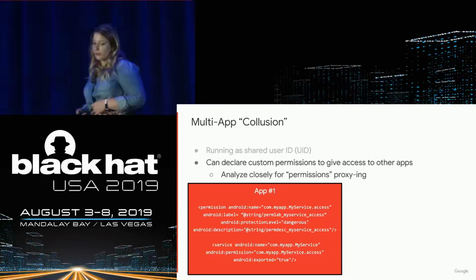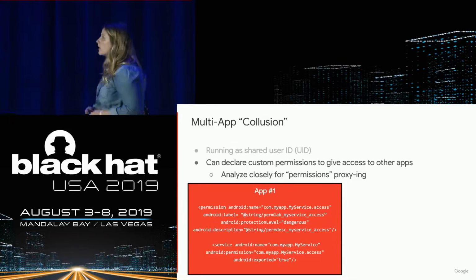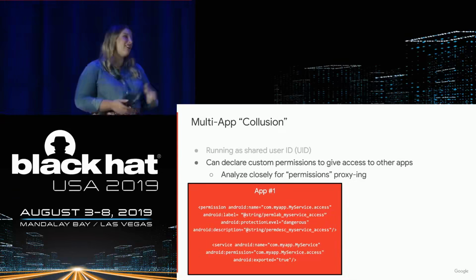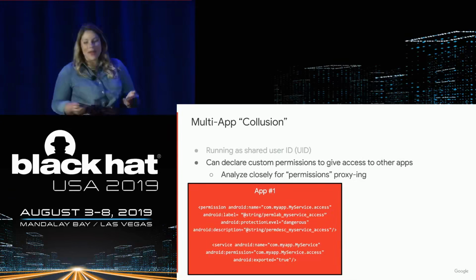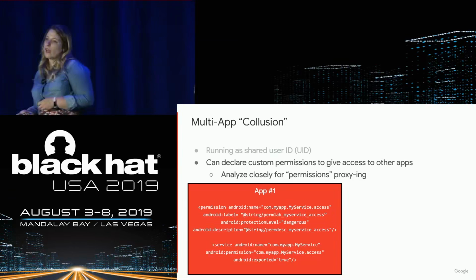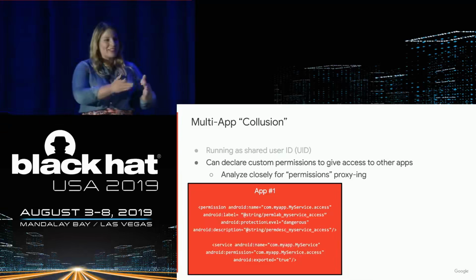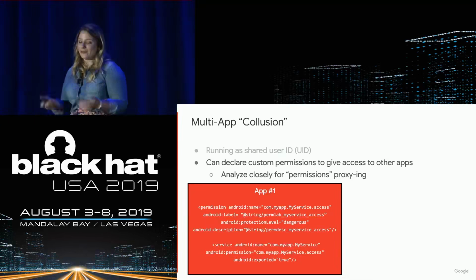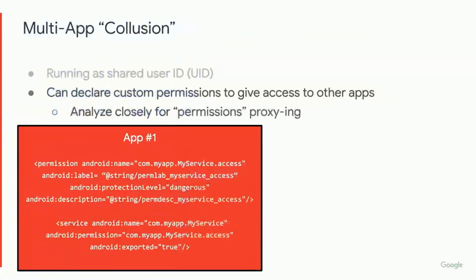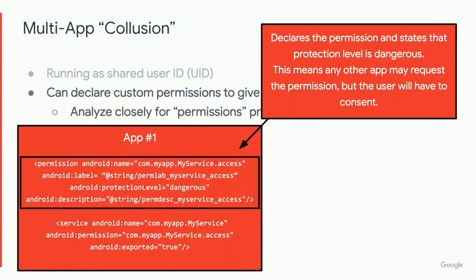Another example of multi-app collusion is the use of custom permissions. So there's been some research calling out all custom permissions as bad, but I disagree because I think they are a way to really allow device manufacturers' apps to smaller segment protections to information or functionality. However, when you do see them, you need to be aware of whether or not they may be proxying permissions. So what I mean by that is we have this app. And in the app manifest, it defines a new permission, a custom permission. And it says that that custom permission is going to be dangerous.